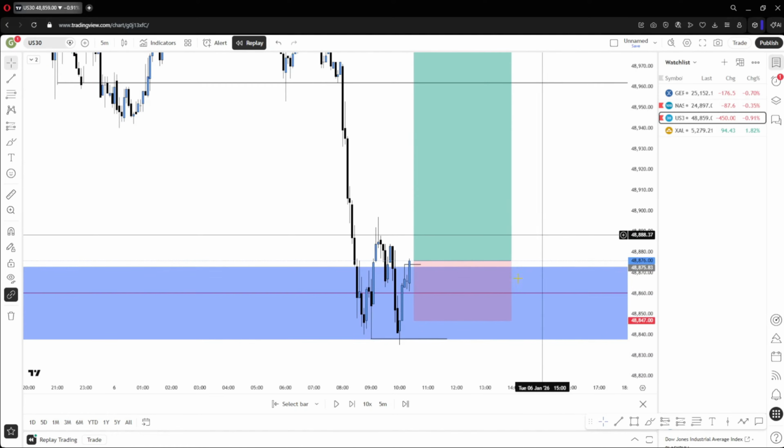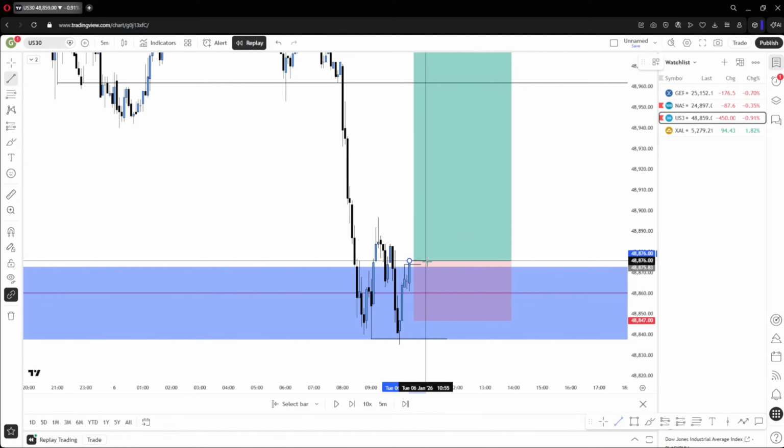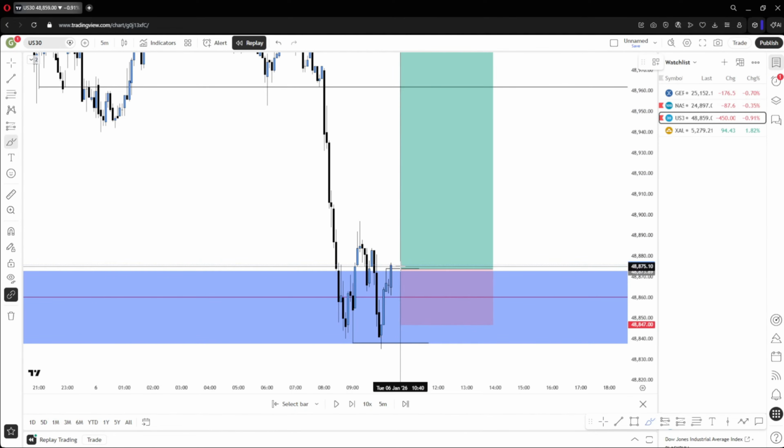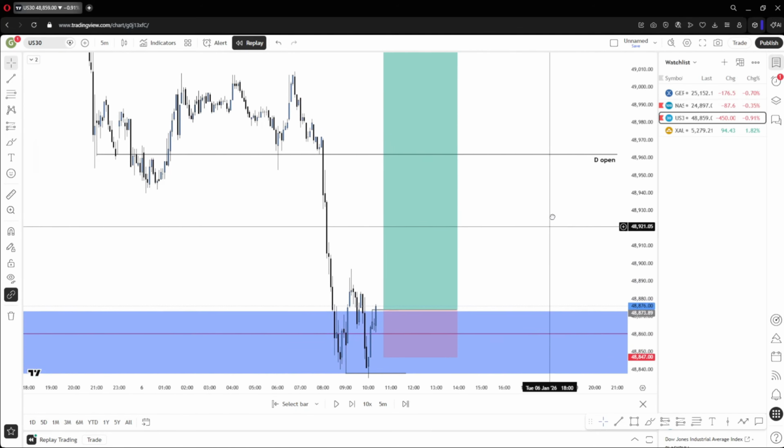but this is just an example. Okay, so in this case, we just entered right after this close, or you can just enter the pullback because market is fractal. So the next candle will probably create a wick and continue much higher. Okay, so this is just an example of some 5-minute entry model.